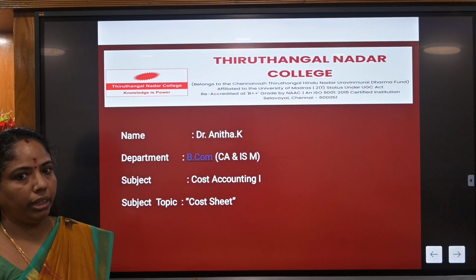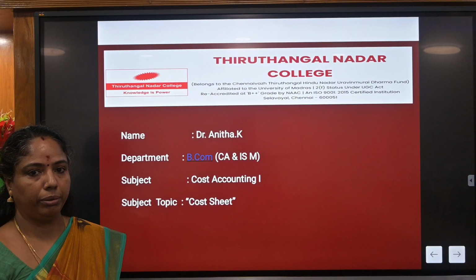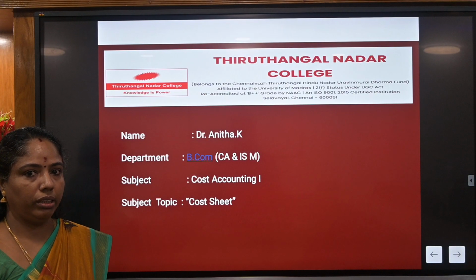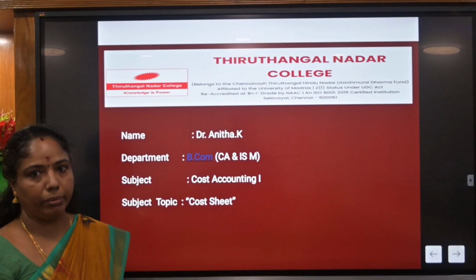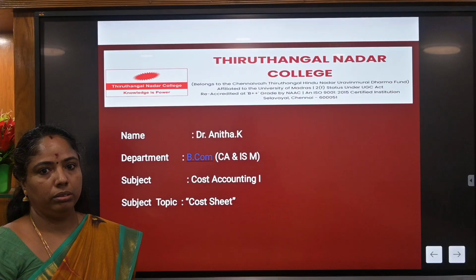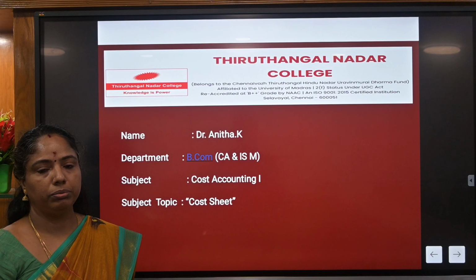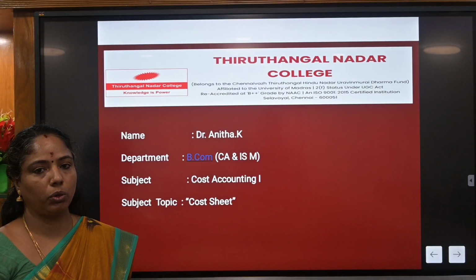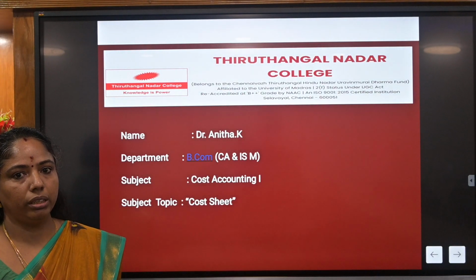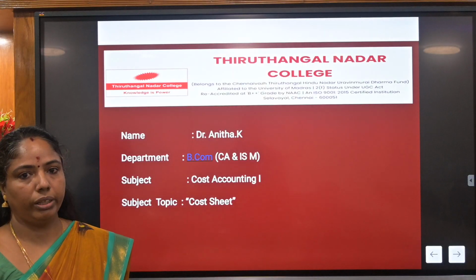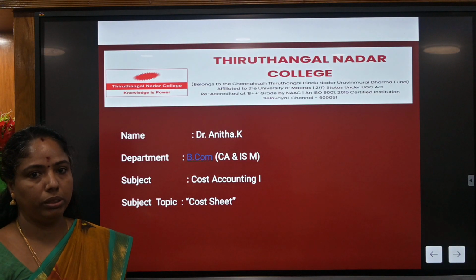Good day. Today I am going to take cost accounting. In that we are going to see cost sheet. Before going to the main topic, what is meant by cost? The amount spent for producing a particular product is called cost. That is the actual expenditure incurred on a given thing or the notional expenditure attributable to a given thing.